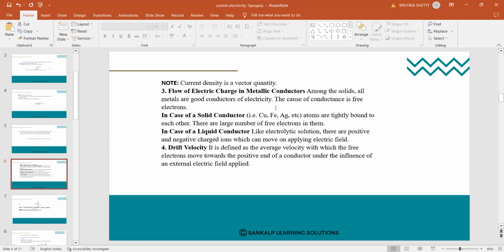Next. So here, in the case of a solid conductor, that is copper, iron, silver, atoms are tightly bound to each other. There are a large number of free electrons in them.